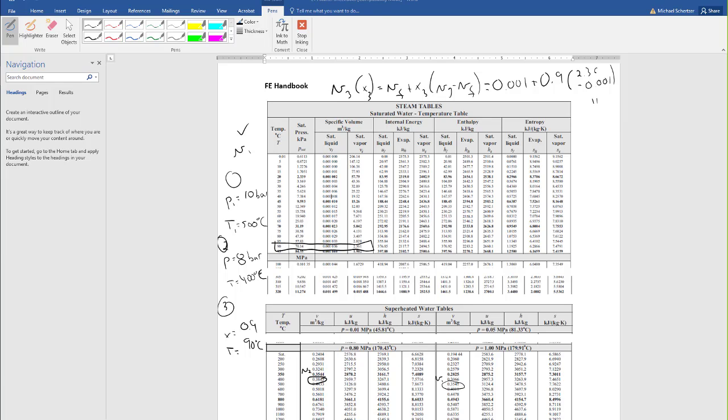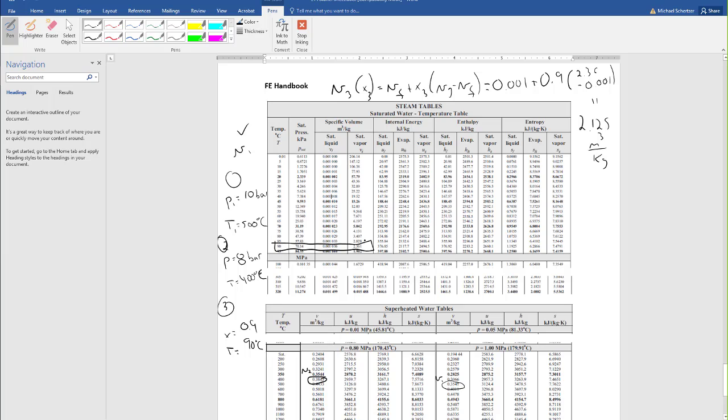And the answer that I got for that one was 2.125 meters cubed per kilogram. Now, this number, I gotta say, does this number make sense?